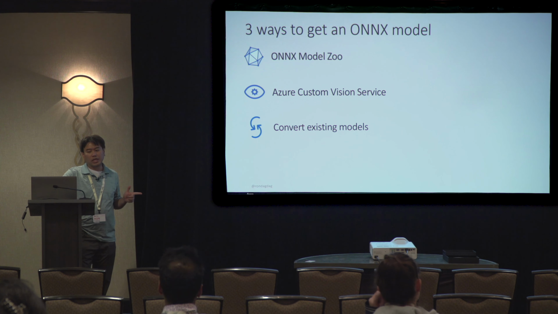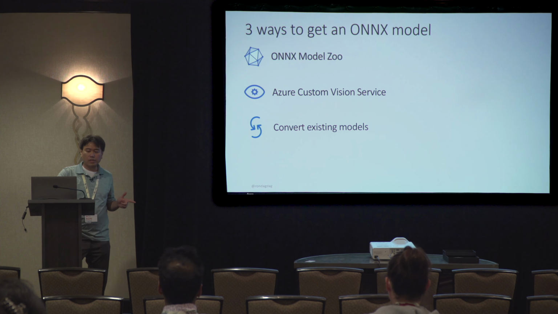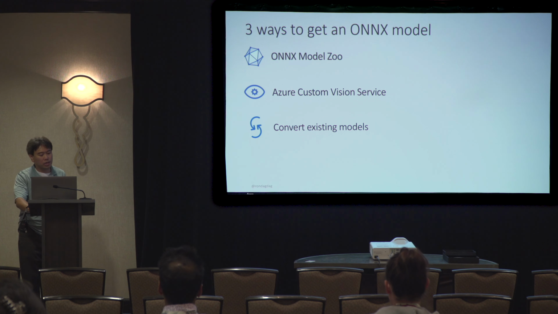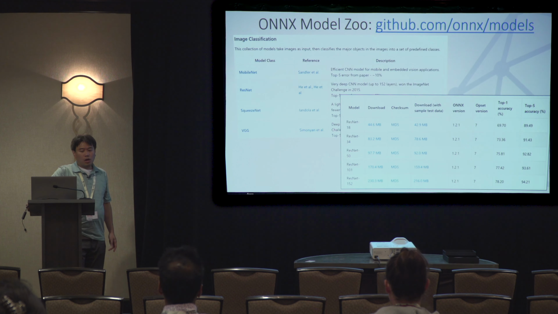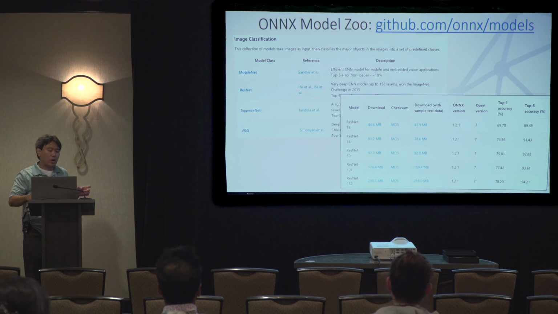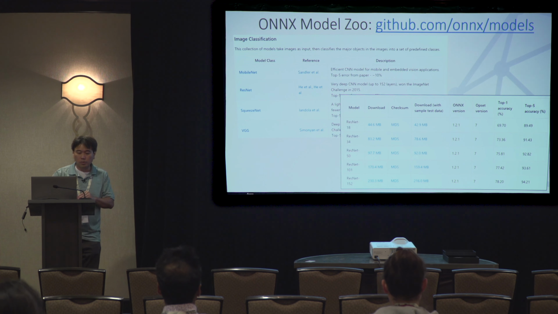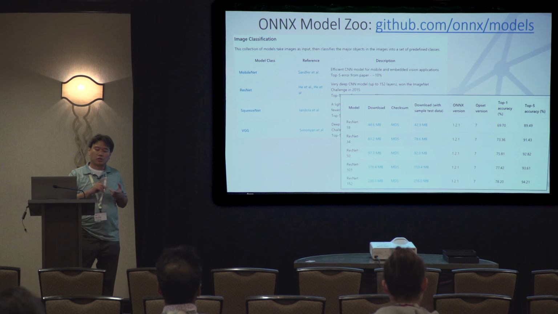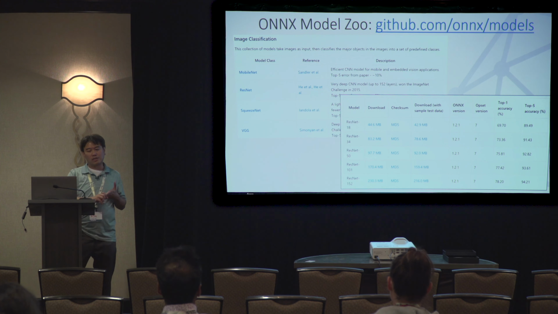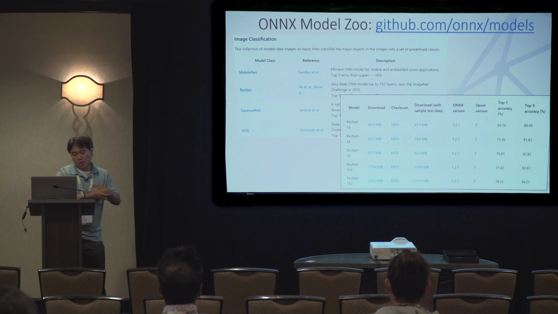Another one is using Azure Custom Vision service, and then of course converting an existing model. ONNX Model Zoo is on GitHub. You can download existing models out there that have already been converted to ONNX for you, especially if you're talking about image classification. There's also other things there that you might want to experiment with.